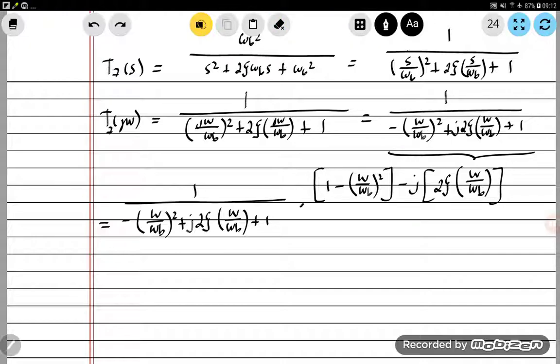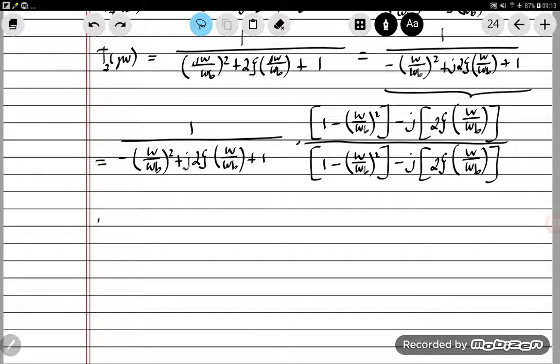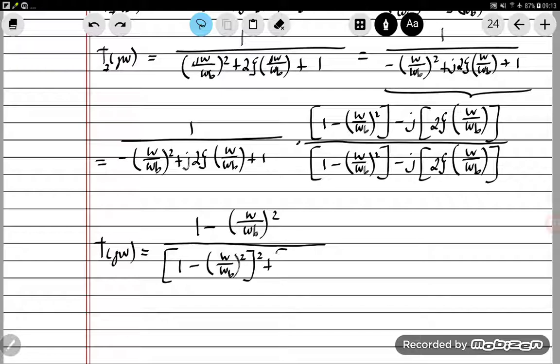Well, I think I'm going to make it easier on myself. Just copy this part. And if we do the maths, you should get something like this. It's equal to 1 minus (omega over omega_b) all squared over 1 minus (omega over omega_b) squared, and that all squared, plus 2 zeta over omega_b, and that all squared.